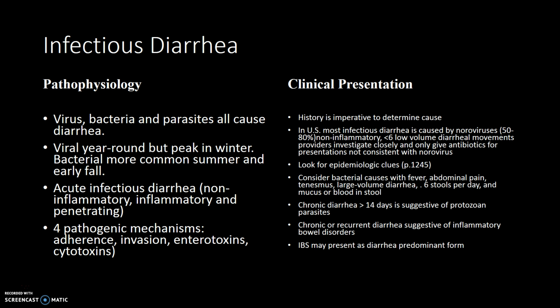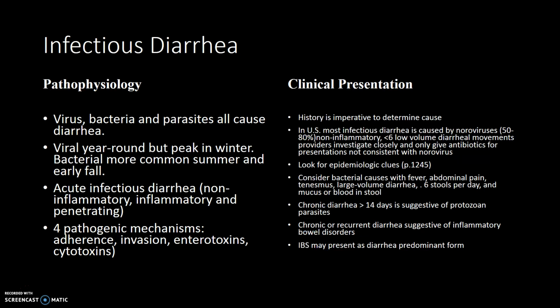And then there are 4 pathogenic mechanisms of diarrhea, unfortunately. There's adherence. The bowel is colonized by bacteria with small adherents that are non-pathogenic and suppress overgrowth of more pathogenic bacteria. Pathogenic bacteria may adhere to the bowel wall and cause direct damage. Invasion: invasive organisms adhere to the enterocytes and invade the bowel wall with ulceration, sloughing of tissue, blood, and mucus.